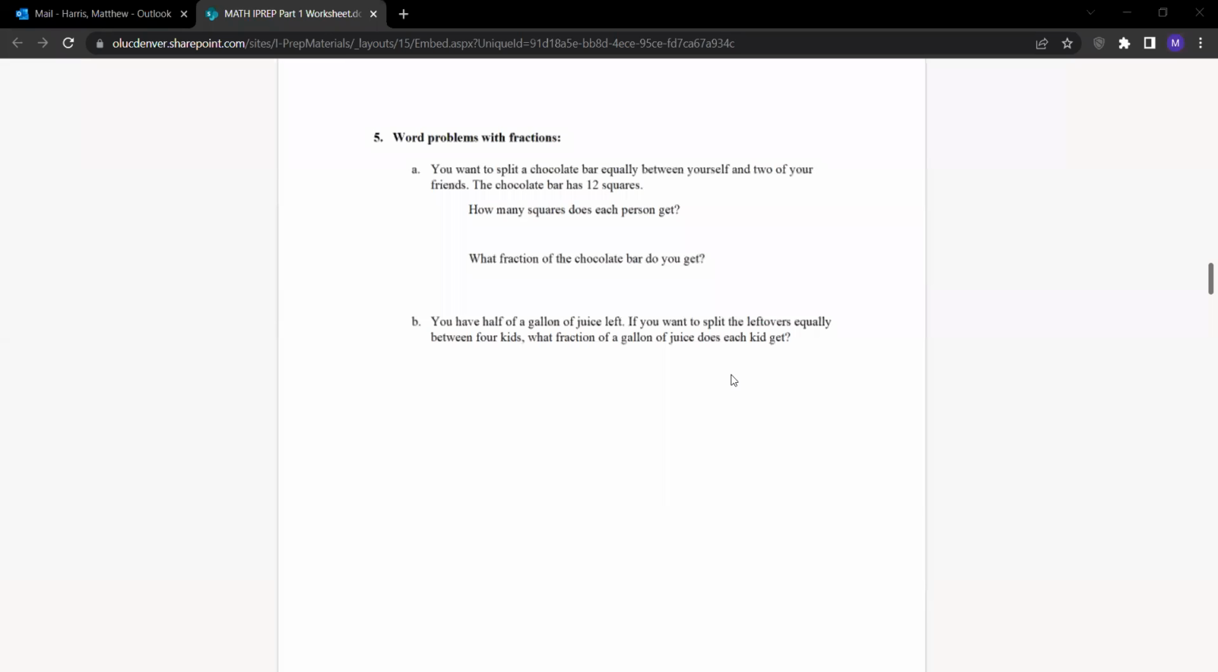Part 5, we have word problems with fractions. When it comes to word problems, we want to identify what's our numerator and what's our denominator. So here we have, you want to split a chocolate bar equally between yourself and 2 friends. So you have 3 people, right? Yourself and 2 friends. The chocolate bar has 12 squares. How many squares does each person get?